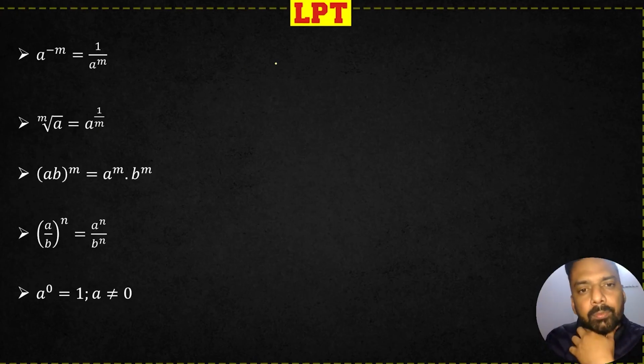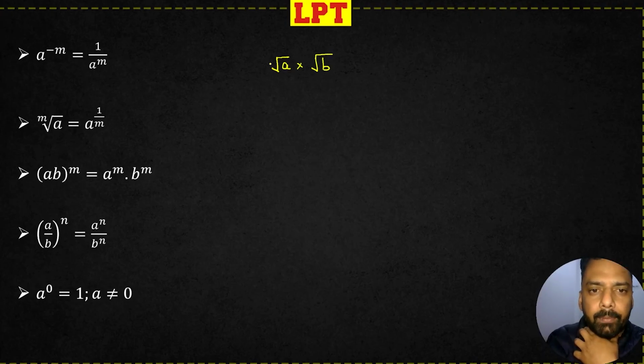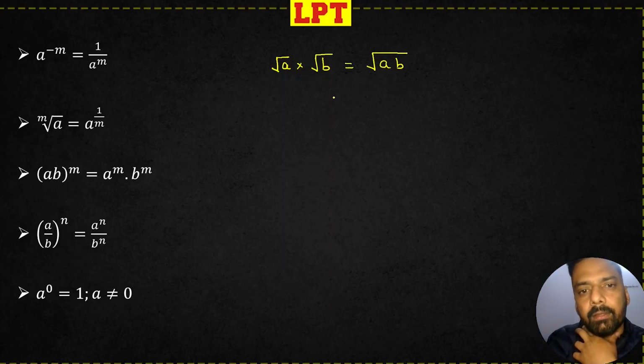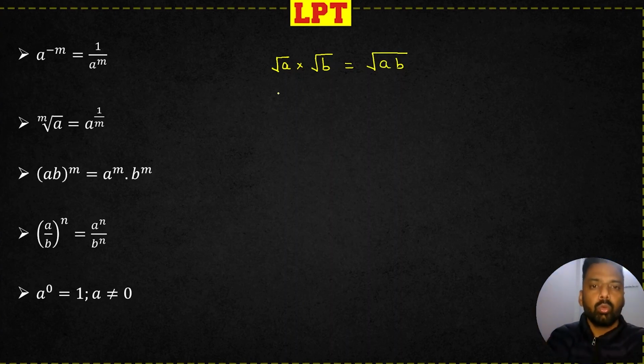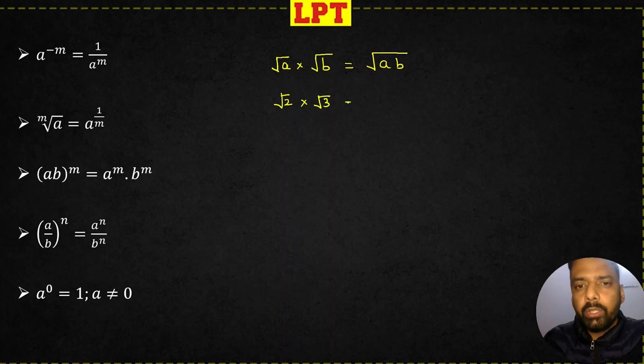One rule: suppose I have root a into root b. If I have root a into root b and the order is the same, that is the condition, then we can simply write it as root ab, right? We can write it as root ab. Like if I have root 2 into root 3, I can directly write it as root 2 into 3, I can write it as root 6, or root 6 I can split into root 2 and root 3.